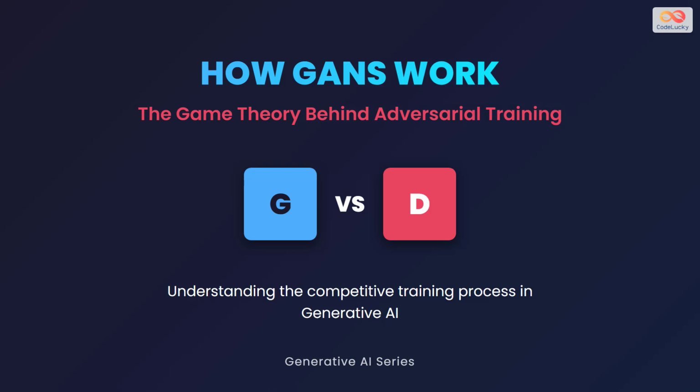Welcome. Today, we are going to explore the fascinating world of generative adversarial networks, commonly known as GANs. We will dive into the game theory that powers these systems and understand how two neural networks compete against each other to create stunningly realistic data.